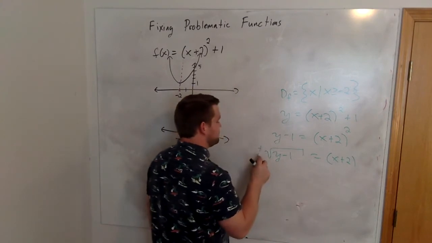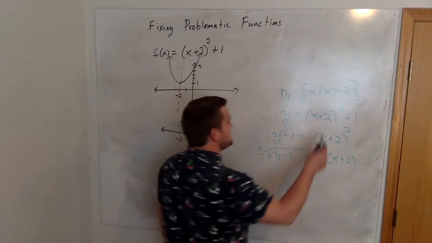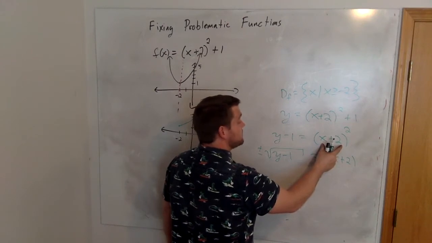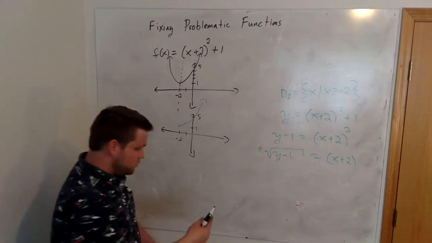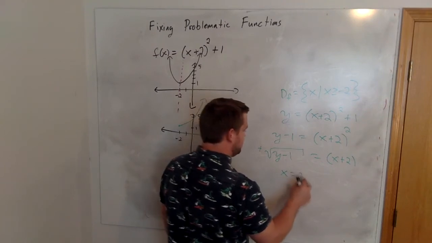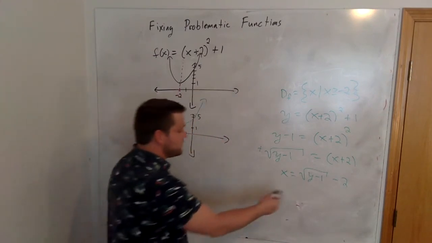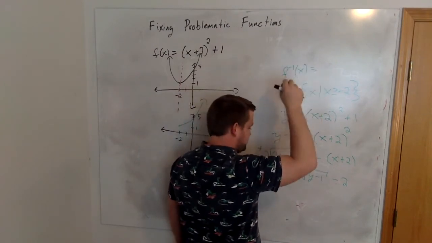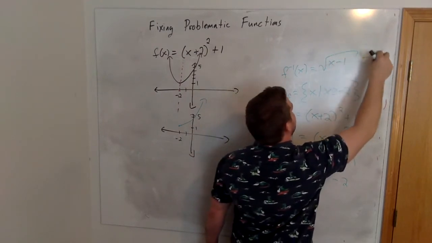You remember we have to introduce the plus or minus. Now we have to decide whether we're choosing the plus or minus. Well, notice, since x is greater than or equal to -2, x + 2 will have to be positive. So I need to choose the positive version. We could finish solving for x by subtracting 2 from both sides, so we get that x will be equal to the square root of y - 1, minus 2. So now we could flip-flop the x's and y's, and the inverse function is going to be the square root of x - 1, minus 2.